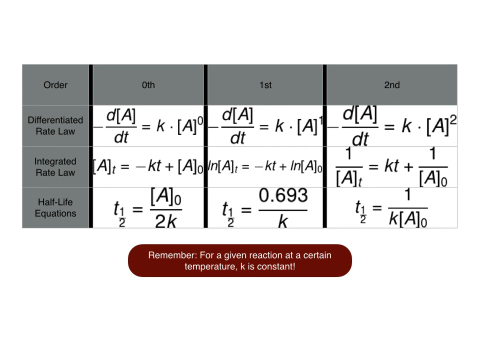Finally, second order reactions have a half-life inversely related to concentration. That is, at higher concentrations, the half-life will be smaller, but at lower concentrations, the half-life will be longer. Again, this is due to the greater number of particles required for a successful collision to occur.